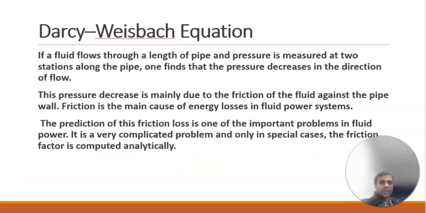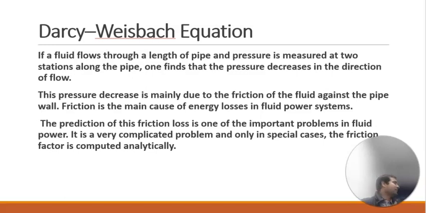Okay, now we've got the Darcy equation. If there's a fluid and a pipe long enough, and we measure the pressure at the start and at the end, there will be a difference in pressure. Pressure at the end will be lower as compared to pressure at the start. And if you measure the pressure at different points in the direction of the fluid flow, the further you move from the starting point, the more the pressure will reduce.